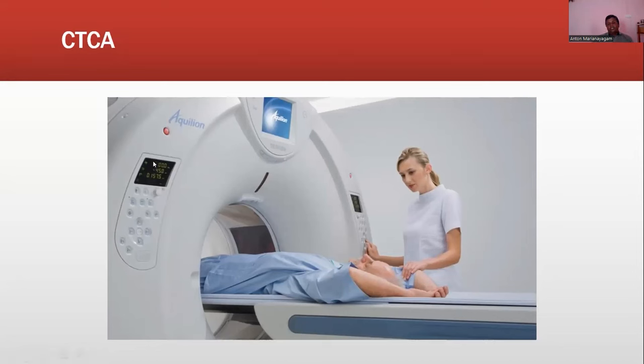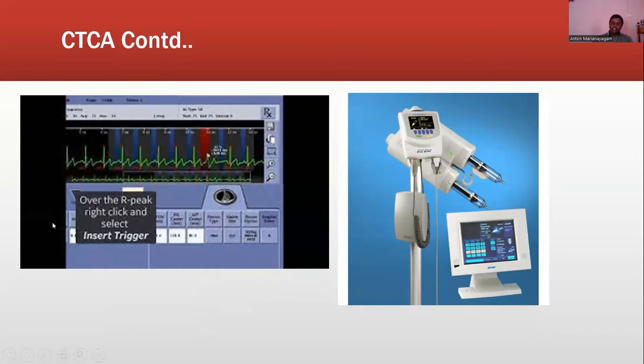And you know, we have the machine factors, we should have detectors of more than 64 slices, and the others. Then we should have ECG gating. That means the patient's ECG will be incorporated with the triggering of machine. So machine will recognize the various phases of ECG in the cardiac cycle, and according to our pre-programmed decision, the machine will trigger according to particular phase of an ECG. So we should have an ECG gating software and mechanism.